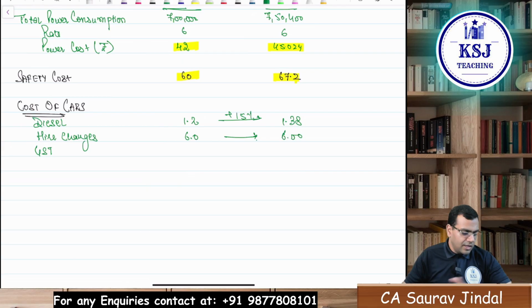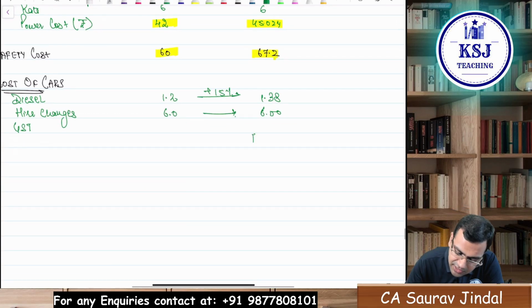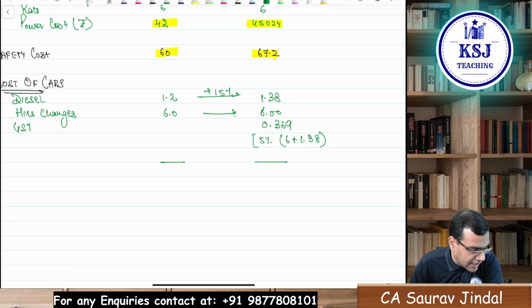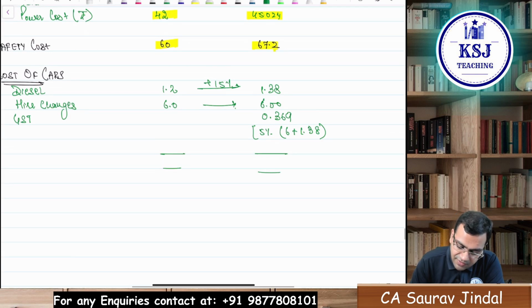Very simple thing, right? So here what will be the GST? It will be 5% of what? 5% of 6 plus 1.38 of the total cost. So 7.38, 5% of that comes to 0.369, right? So this will be the total cost of the cars, that will come to 7.2, and here it will be 7.749. This will be the total cost of the cars, right?